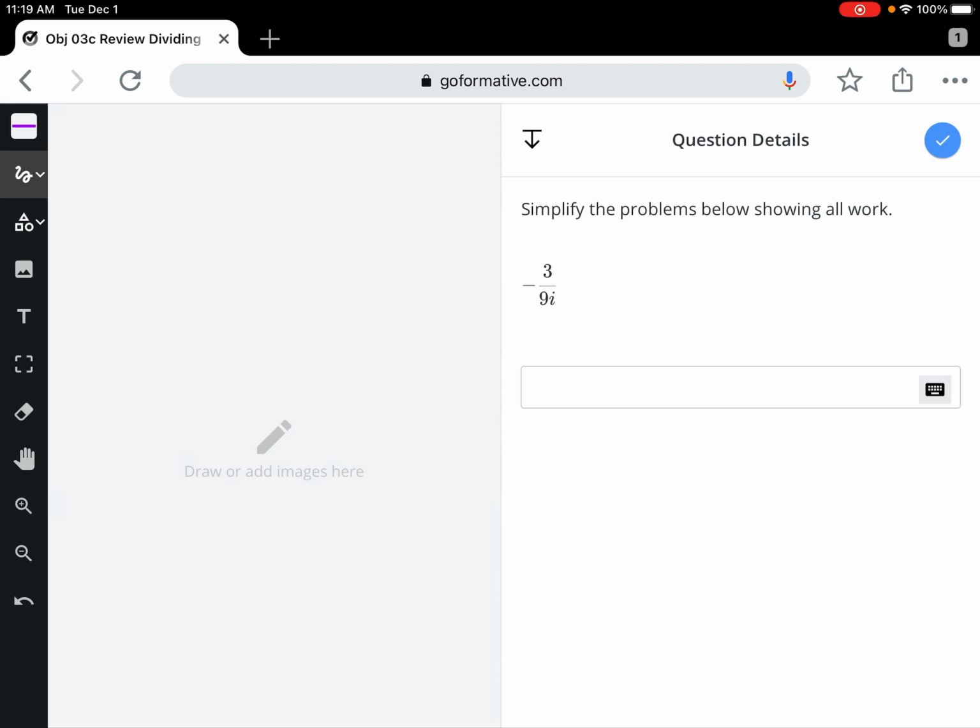Okay, the next one, I have negative 3 over 9i. Yes, you can simplify beforehand. So I multiply by i over i, my fancy 1. This is going to be 3i, I'm not going to forget my negative, over 9i squared. That's negative 3i over 9 times negative 1.